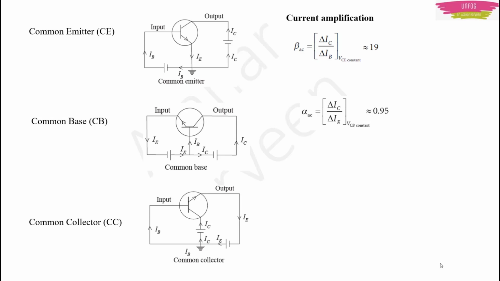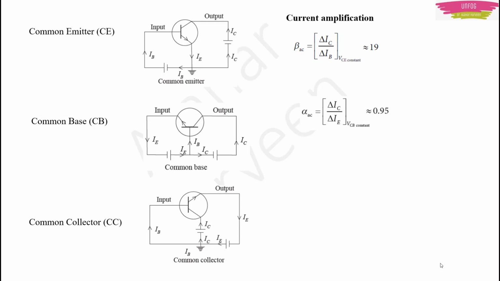Next is, if your transistor is in a common base configuration, then it is denoted by alpha. This current amplification or gain is equal to the ratio of change in collector current upon emitter current. Okay, remember, if it is common base, you are taking the ratio of current change in collector and emitter. This number comes out to be 0.95.